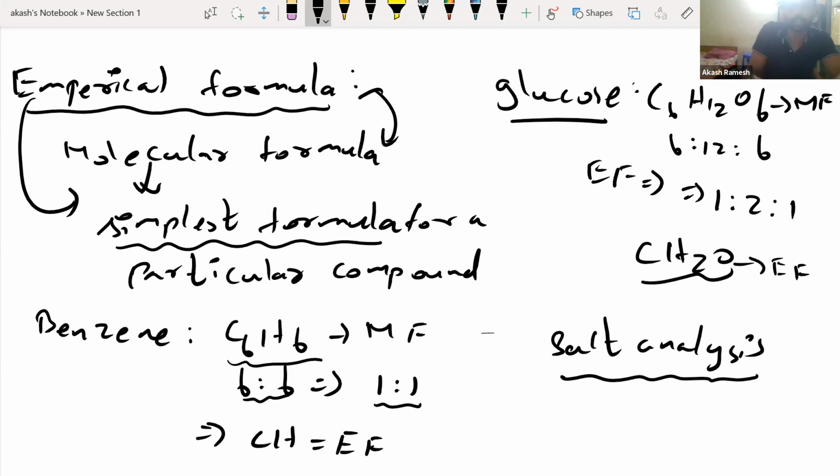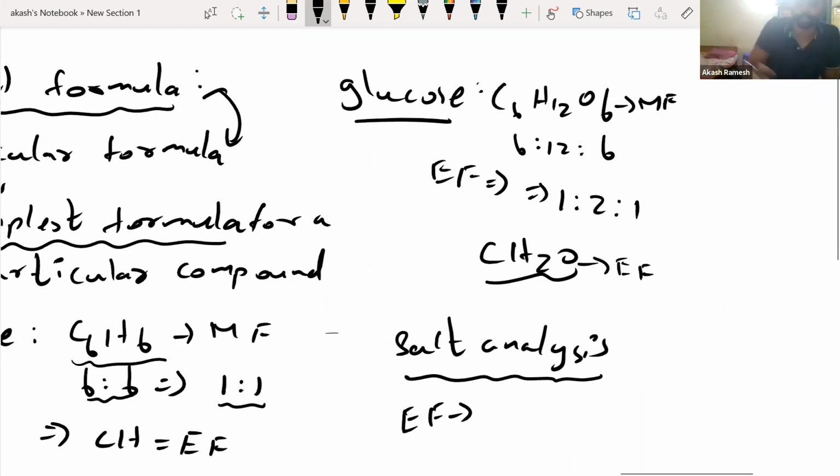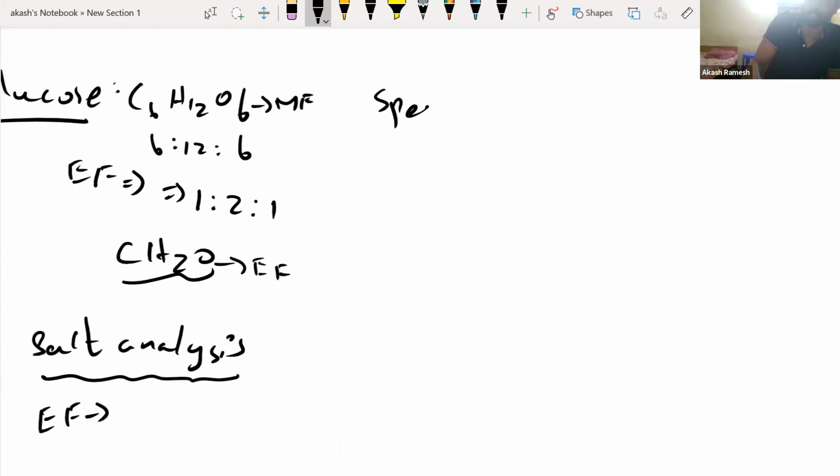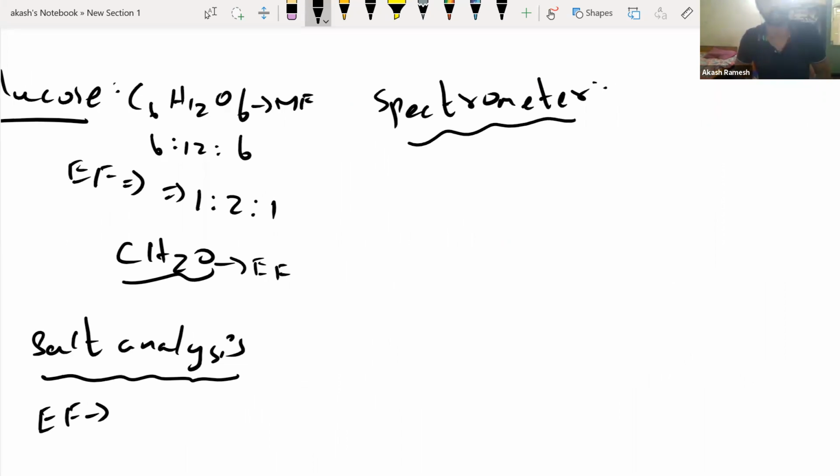They will not directly go for the molecular formula. The first thing they'll find is the empirical formula. That is easy to find out. Let me tell you why. Now, there is something called a spectrometer. Guys, all these are not important for your school. These are just extra information, but they are good to know. Specifically, it's a mass spectrometer. There is something called a mass spectrometer.